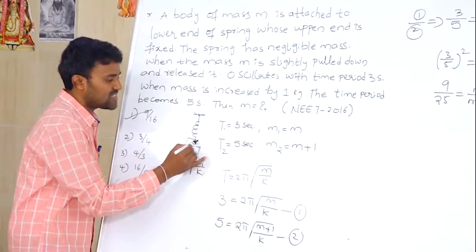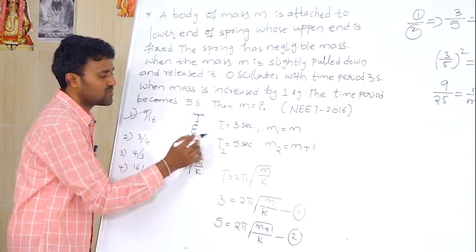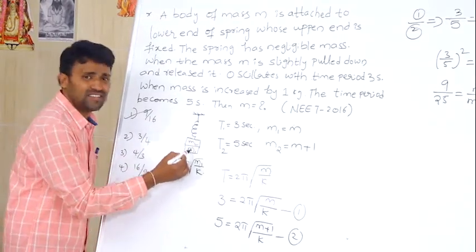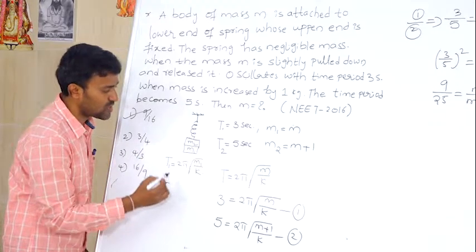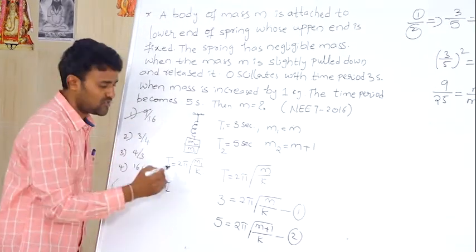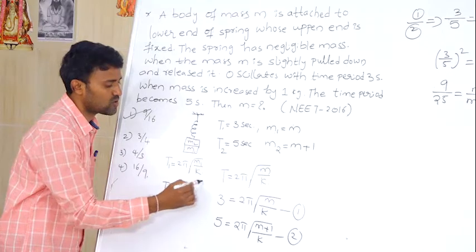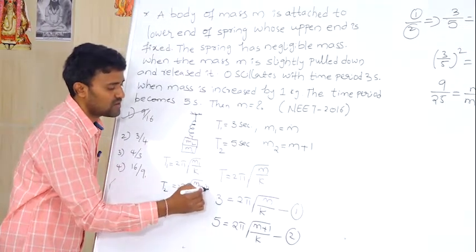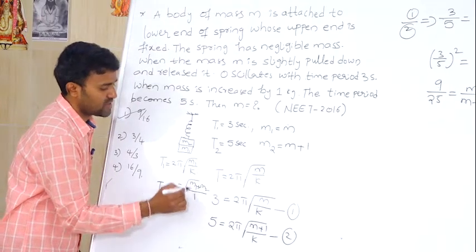Now another block is placed on this block. The mass of the block is m2. Now what is the total mass? m1 plus m2. So T2 is equal to... Now the time period will be changed. So T2 is equal to 2 pi under root of (m1 plus m2) divided by k.